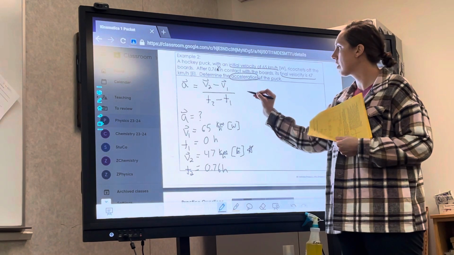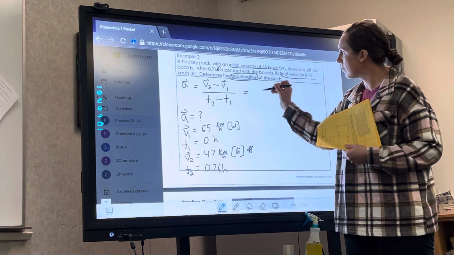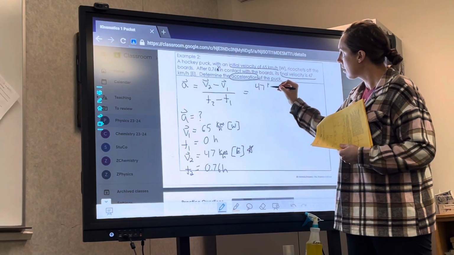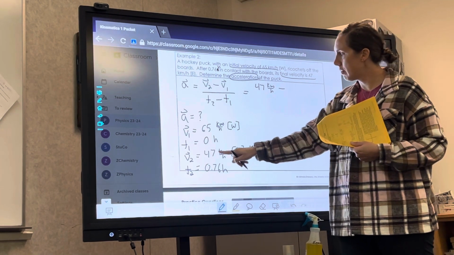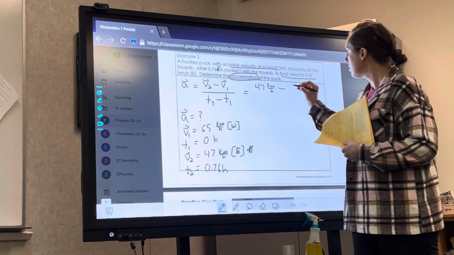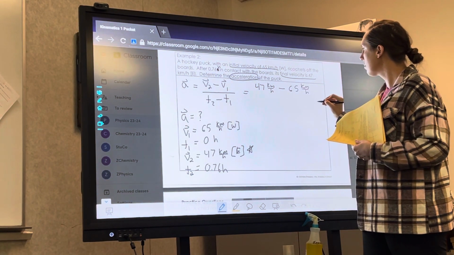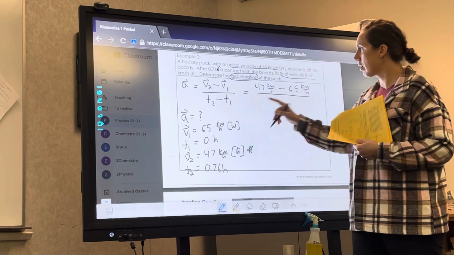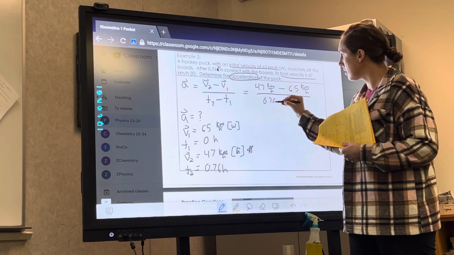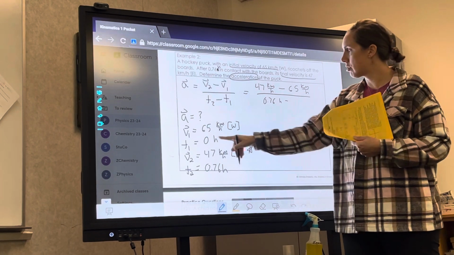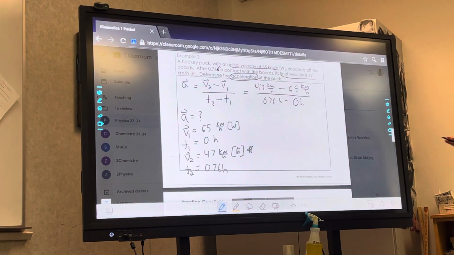My final velocity is 47 kilometers per hour minus my initial velocity, 65 kilometers per hour, all over my final time, 0.76 hours minus my initial time, 0 hours. So all I did was sub in.